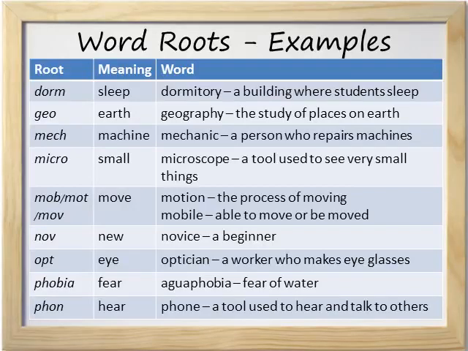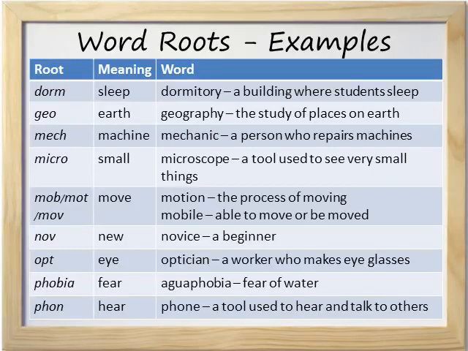The root micro means small, so the word microscope is a tool used to see very small things. The roots MOB, MOT, and MOV, mob, mot, and mov, all mean move. Motion is the process of moving. This contains the root MOT, and mobile, which contains the root MOB, means able to move or be moved.